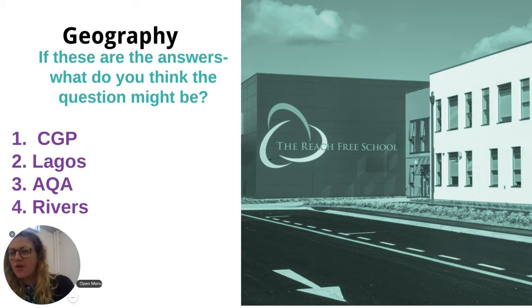So first of all, I've got 4 answers. What I'd like you to do is to pause the video and have a think about what you think the question might be if that is the answer. So if the answer is CGP, what could the question be? If the answer was Lagos, what could the question be? If the answer is AQA, what could the question be? If the answer is rivers, what could the question be?